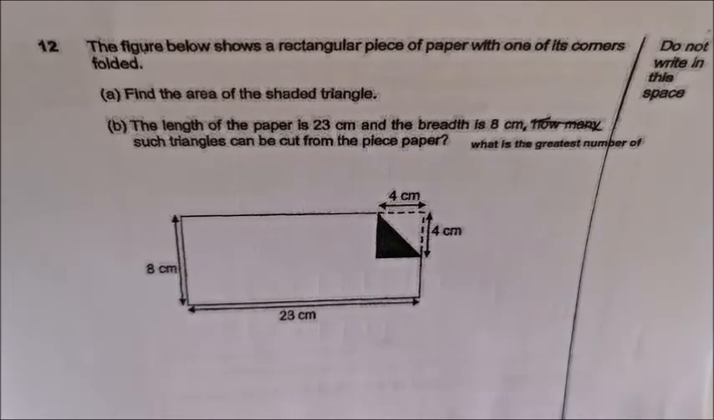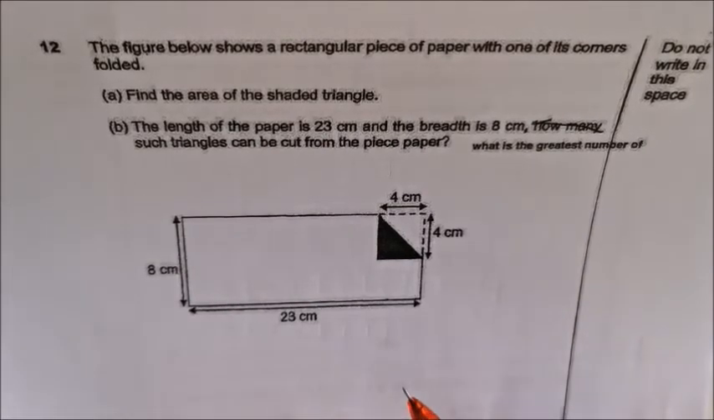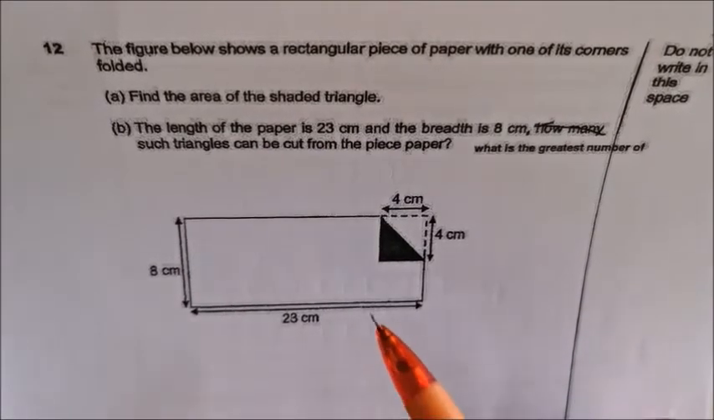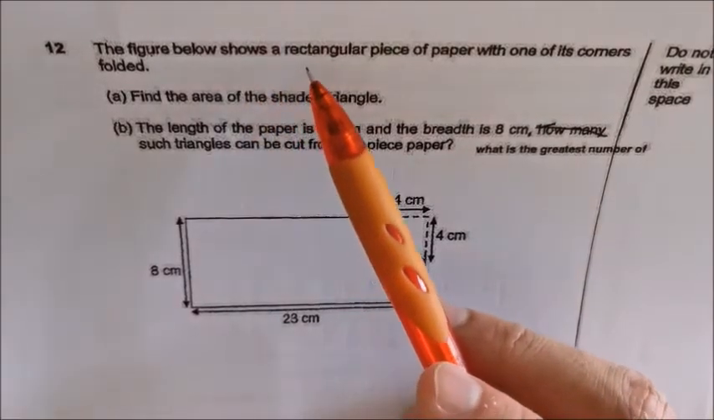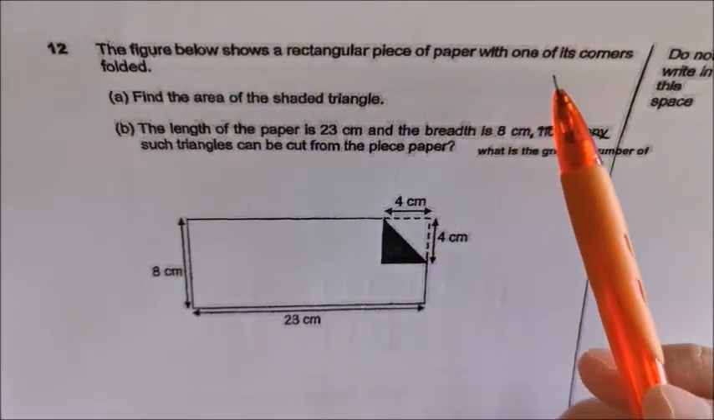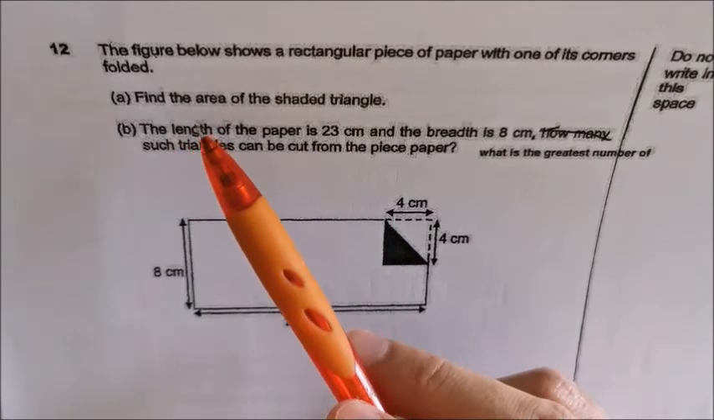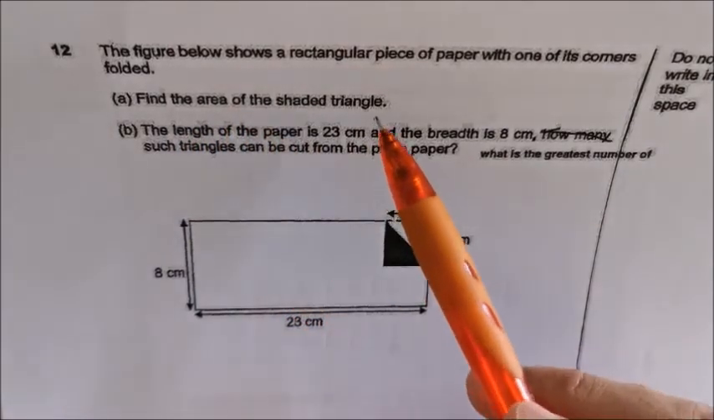Question 12. Okay, this is a popular O-level question. Please follow through on how to do it, okay? The figure below shows a rectangular piece of paper with one of its corners folded. So find the area of the shaded triangle.